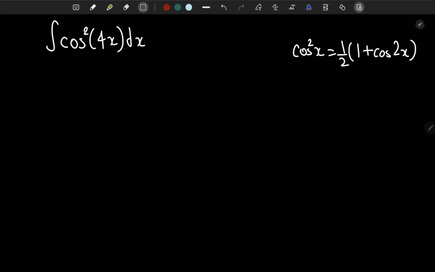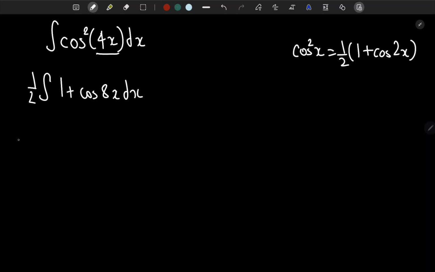Let's move on to the next example, which is the integral of cosine squared 4x. So one thing to notice is the angle. It's going to be 4x, and if we go back to our formula, the formula says cosine squared x is equal to half 1 plus cosine 2x. So whatever the angle is, we multiply by 2. So when we use the power reducing formula here, I'm just going to take the half outside, and it's going to be 1 plus cosine 8x, since we are just multiplying it by 2.